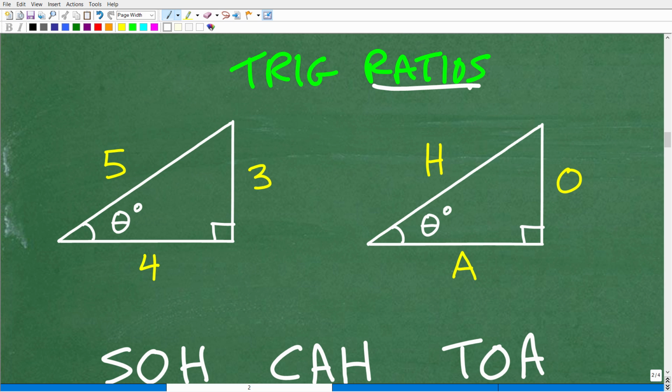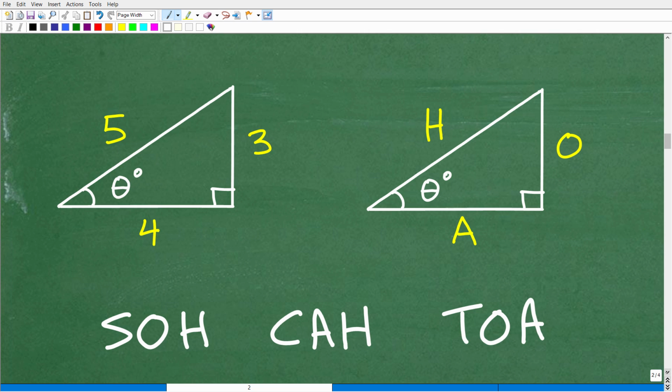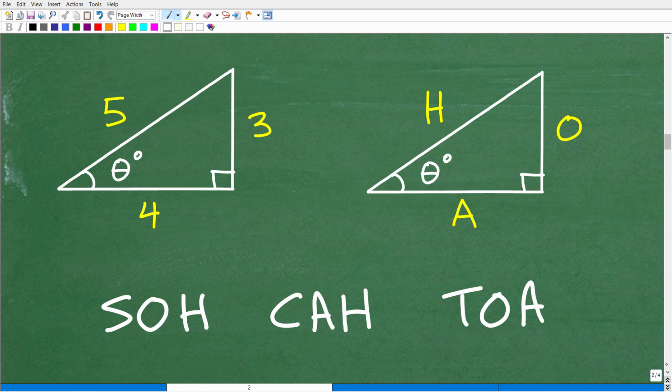Now, what is a ratio? In mathematics, a ratio is a fraction. Okay, so these are really trigonometric fractions. So we're going to be making some fractions, but before we can make these fractions, we have to understand what side is what in a right triangle. Okay, so let's take a look at this right triangle. This is a real right triangle. We have 3, 4, 5.